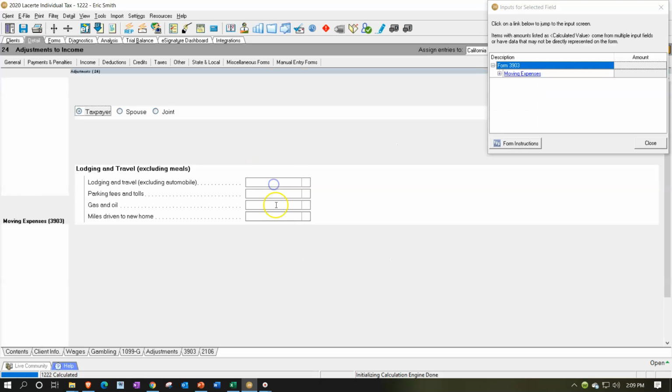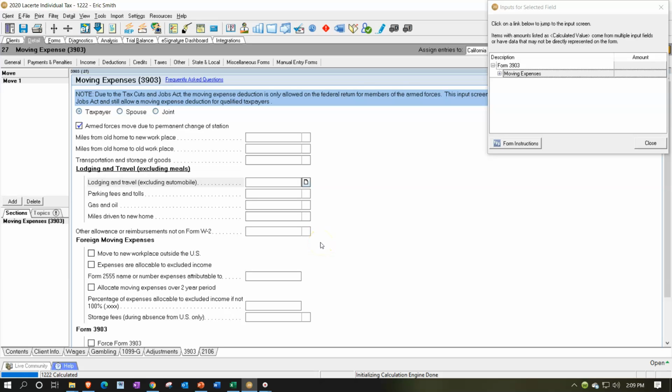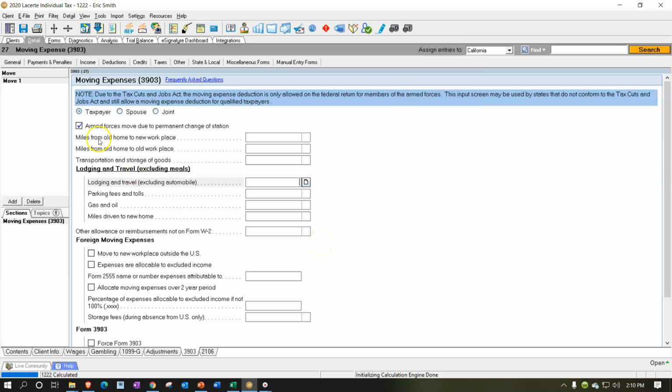There's going to be moving expenses. So let's go on into the moving expenses. And we basically have to say their armed forces move. It's a member of the armed forces. And then I'm going to say lodging and travel, excluding automobile. And again, you might have situations with the auto expense and whatnot related to the moving expense here, as well as you calculate the expenses.